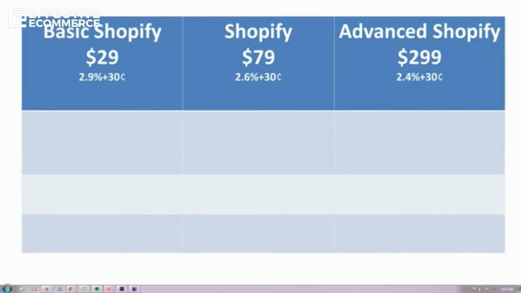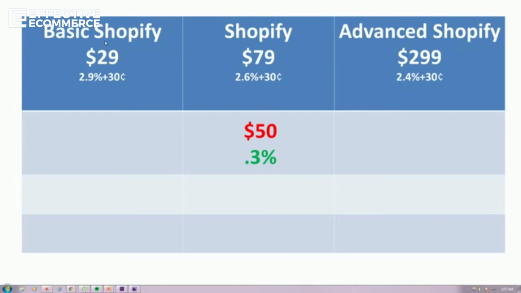So let's take a look at the numbers and come up with a formula that will specifically tell you the perfect tier for you. Basic Shopify is $29, Shopify is $79, and advanced Shopify is $299. And that's not the only money they get from you. They also get the transaction fee: 2.9% compared to 2.6% compared to 2.4%. This means for every transaction, Shopify is taking 30 cents right off the top, and then also a 2.9% transaction fee, or 2.6%, or 2.4%. So let's take a look and compare those.